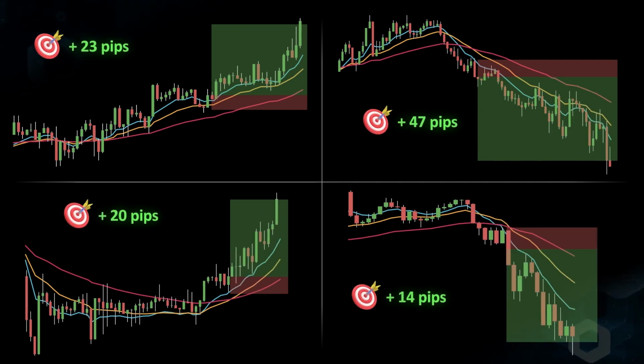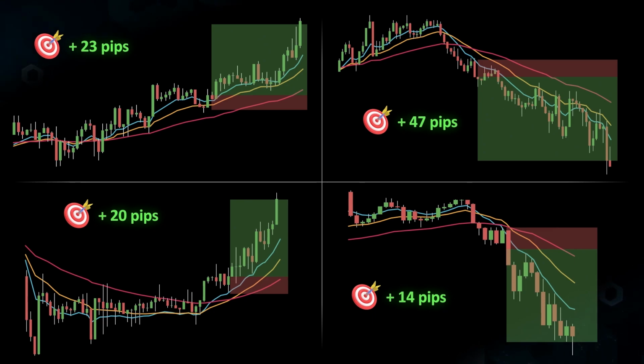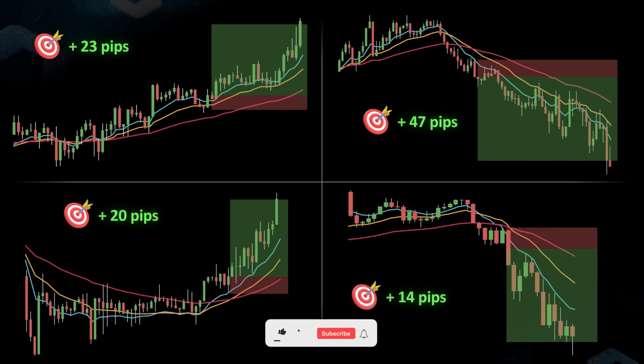Whether you're looking to supplement your income or pursue day trading as a full-time career, this strategy can unlock new possibilities. So let's get started.